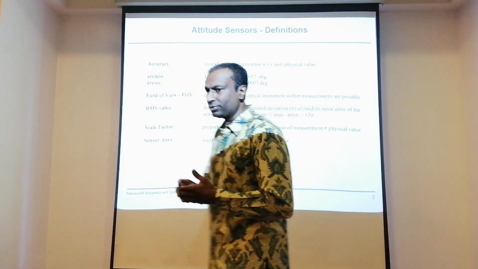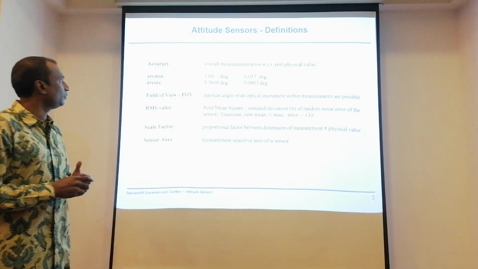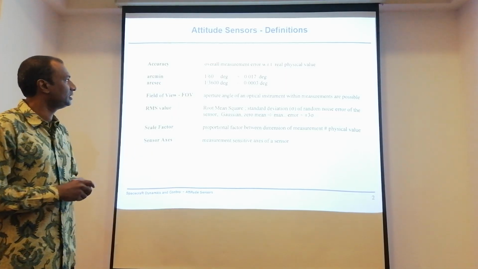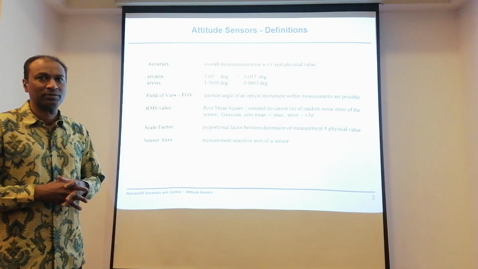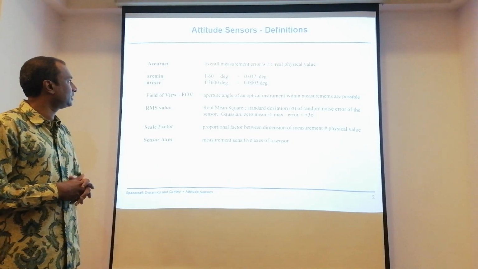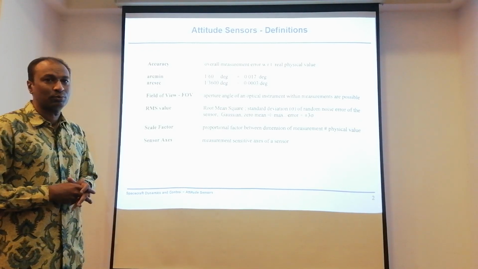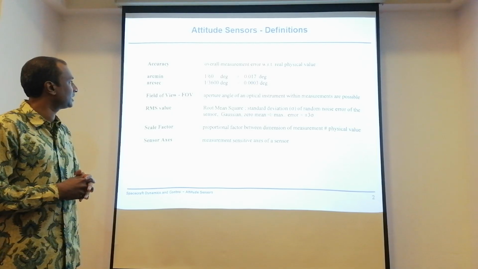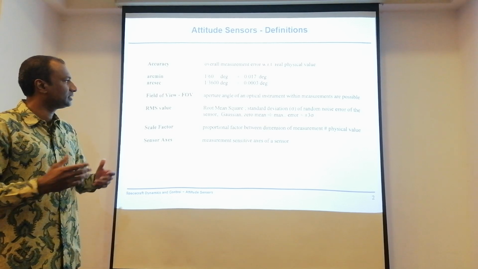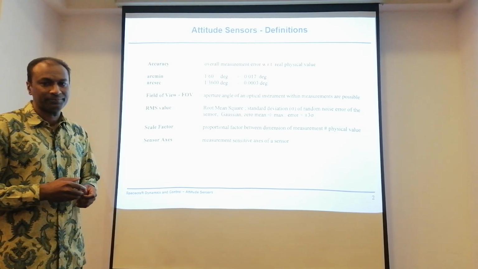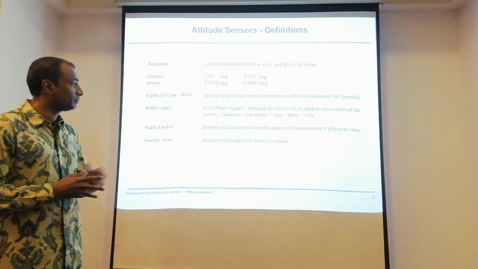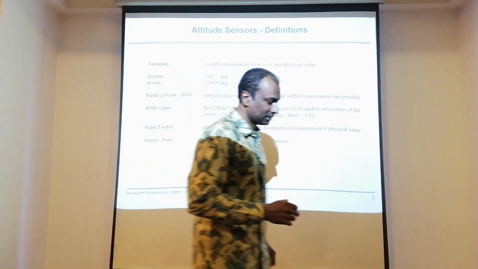Well, when you look at attitude determination, there are a few things that we need to take note of. Basically, there are issues like accuracy, the overall measurement with respect to the exact physical values that we have. Then terms like arc minute, which is 1/60 degree, and arc second, which is 1/3600 degree, that you have seen. And typical terms that we need to use, like field of view. RMS is important, basically root mean square, if you do navigation.